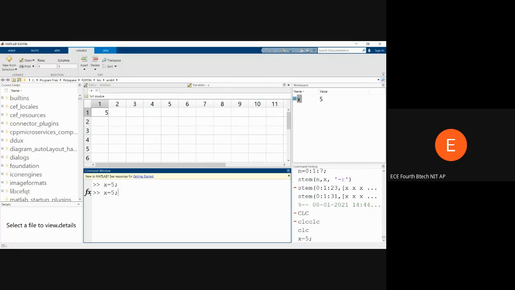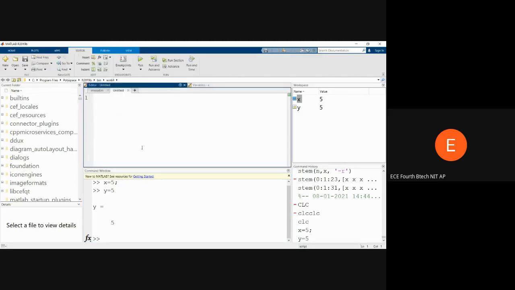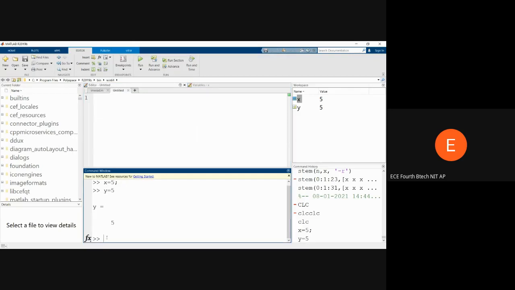Now if I remove the semicolon, what will happen? The result will be displayed in the command window. So instead of x, let me use y is equals to 5, and this time I'm not using the semicolon. Now see what's happening. The result y is equals to 5 is displayed over here, and x is equals to 5, y is equals to 5, both are listed in the workspace. To clear the workspace, we usually use the command clear. Clear will clear the workspace, and clc will clear the command window.